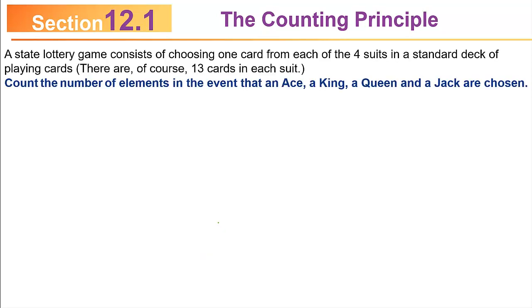So let's do an example. Suppose a state lottery game consists of choosing one card from each of the 4 suits in a standard deck of playing cards. And remember, we just said there are 13 cards in each suit. We want to count the number of elements in the event that an ace, a king, a queen, and a jack are chosen, and we're choosing one card from each of the 4 suits.